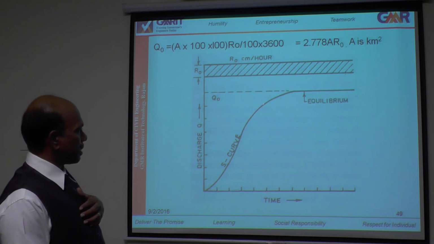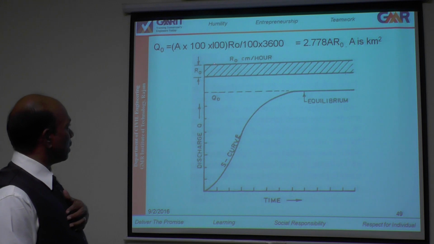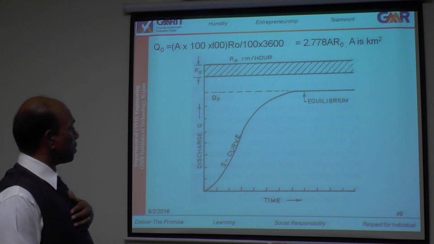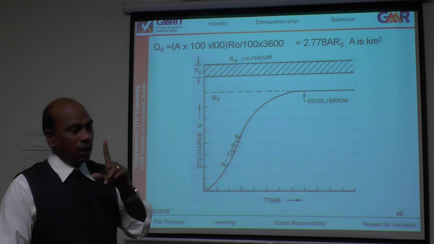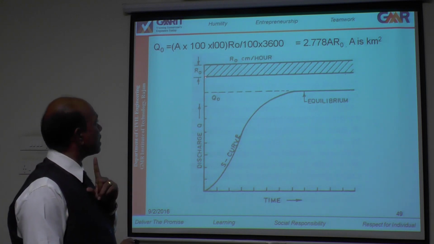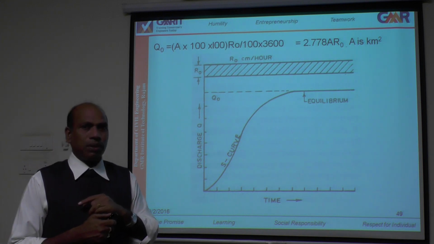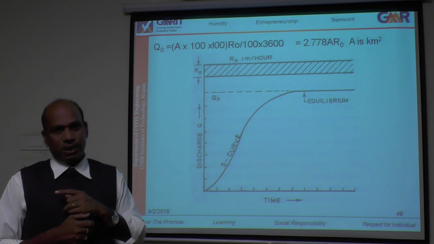This is just like S, as I already told you. So here it reaches the equilibrium discharge. At the equilibrium discharge, this is the S curve. Here the discharge formula, you know, is equal to 2.778 A R0, where A is in square kilometers. In the case of unit hydrograph, the depth is equal to 1 centimeter. But in S hydrograph, the depth R0 is equal to 1 by T0, where T0 is the effective duration of the given unit hydrograph.